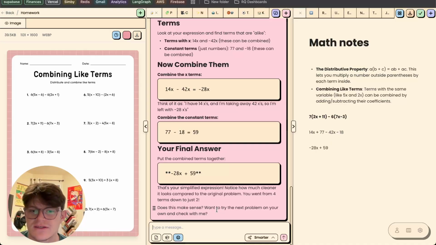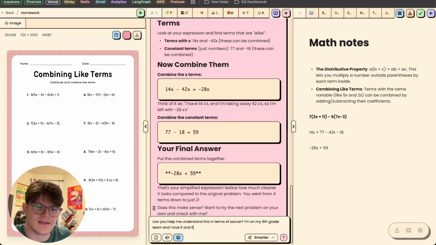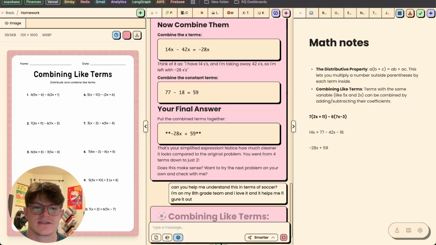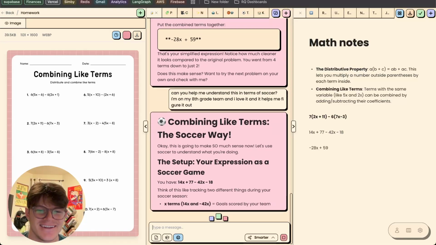And something it's also really good at is sort of tailoring your learning to you. So for example, I'm really into soccer, and I sort of learn concepts better when I can kind of think about it in soccer terms. So I'm going to ask Simby, can you help me understand this in terms of soccer? I'm on my 8th grade team, and I love it, and it helps me figure it out.